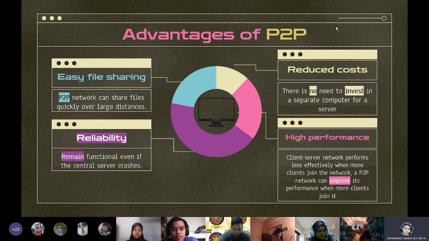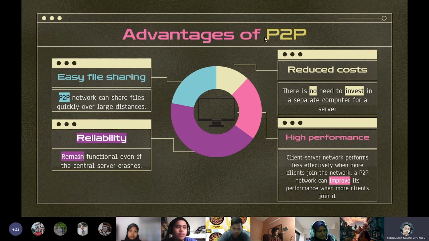The third point is reduced cost, because as we know just now, there is no need to invest in a separate computer for a server. We don't need a server like in a client server network. And lastly, high performance. Like Irham Muzamil just explained, a client server with low performance will be less effective compared to a P2P network. A P2P network can improve its performance when more clients join it.